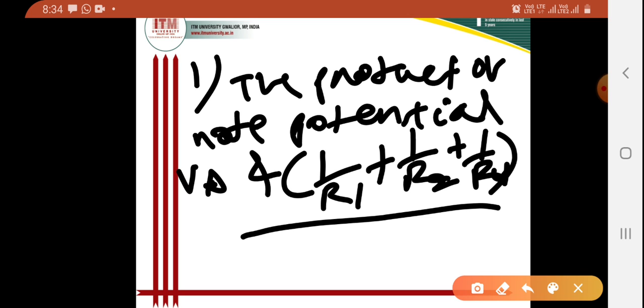So in my first point, node 1 is represented as the product of VA and the reciprocals 1 by R1 plus 1 by R2 plus 1 by R4. Okay. Similarly, I am coming to the second point.